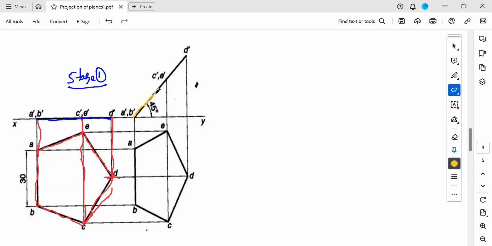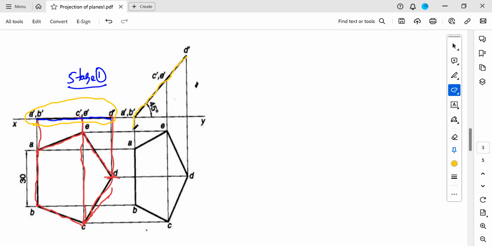Same, you measure the same length, whatever the length is now, you redraw the same length here. So note the points A dash, B dash, C dash, E dash, and D dash as per these dimensions. You redraw the figure. Now you take the projections from the corresponding points.